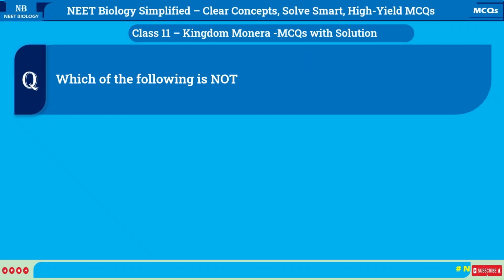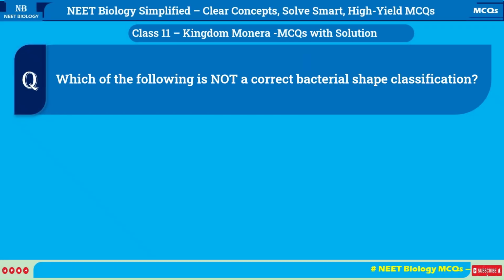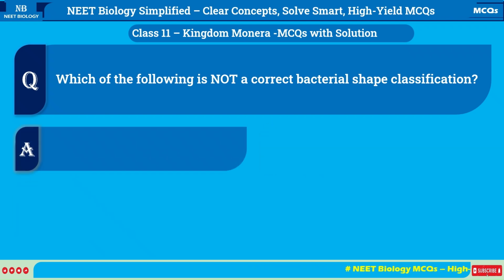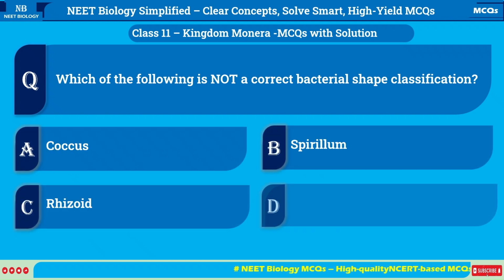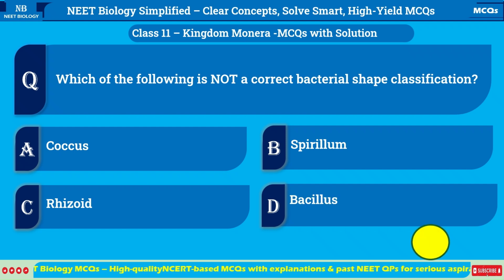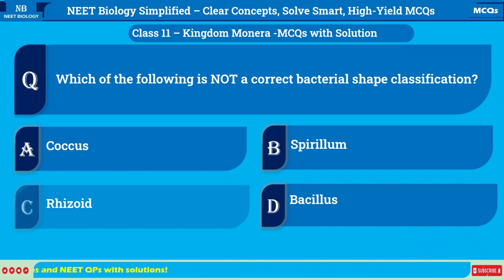Which of the following is not a correct bacterial shape classification? A. Coccus. B. Spirillum. C. Rhizoid. D. Bacillus. Correct answer is C. Rhizoid.